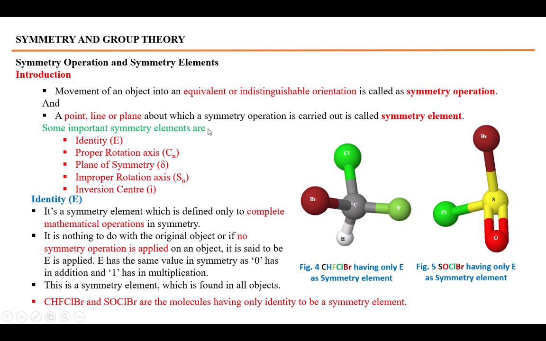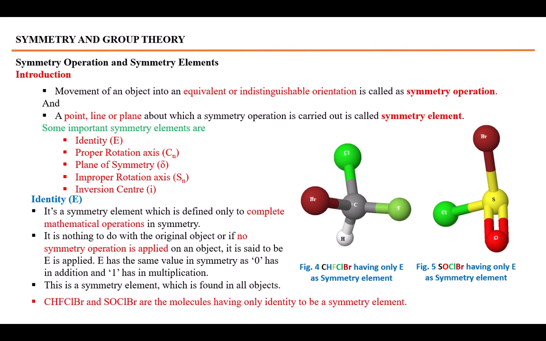Some of the important symmetry elements are identity, proper rotation axis, plane of symmetry, improper rotation axis, and inversion center. We would discuss the first three in this one chapter lecture today. Identity. It's a symmetry element which is defined only to complete the mathematical operations in symmetry. It actually has nothing to do with a molecule. Whenever you are not applying any movement on a molecule, it's obvious that the molecule will give you the same image again and again whenever you are watching it in the same position. It will always give you the same image.